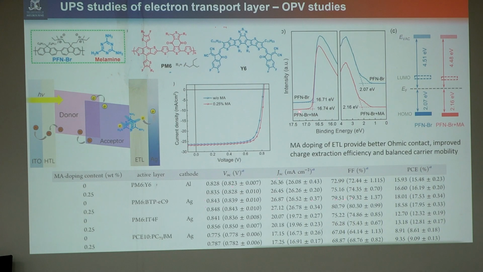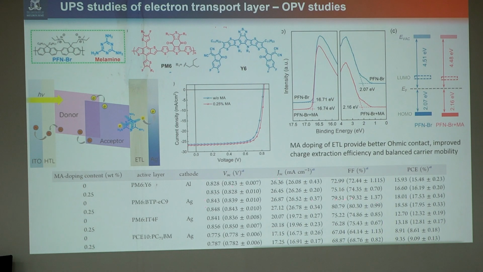Here, you can see there is a small difference in the cutoff energy level when you mix PFNBr with the methyl ammonium. There is a 0.03 difference. In the HOMO level also there is a shift from 2.07 to 2.16. That makes a huge difference in device performance. It goes from 15.9 to 18.58%. This is one of the best cells in organic photovoltaics. By doing this type of energy level tuning, we can further improve the efficiency of device performance.